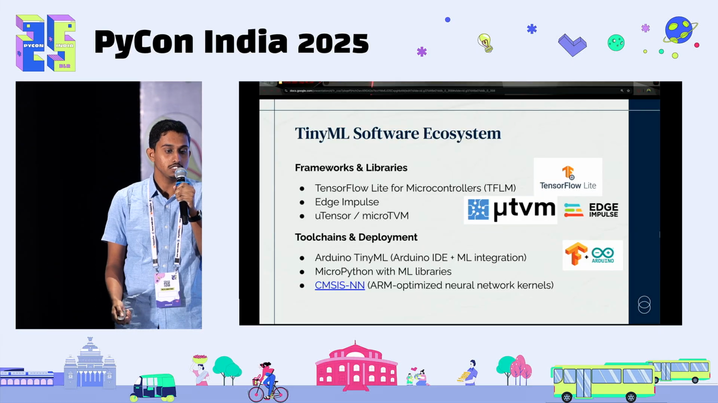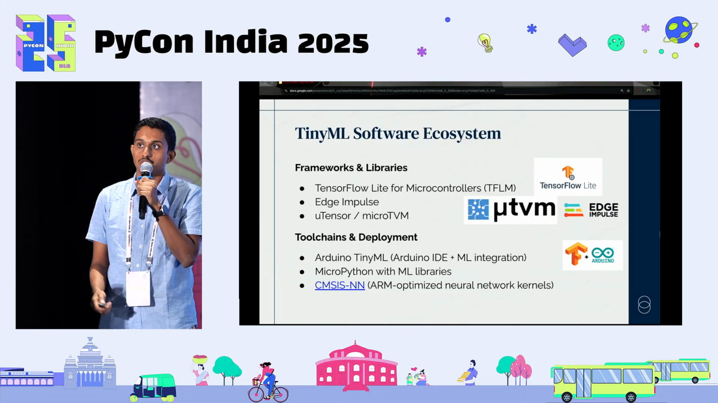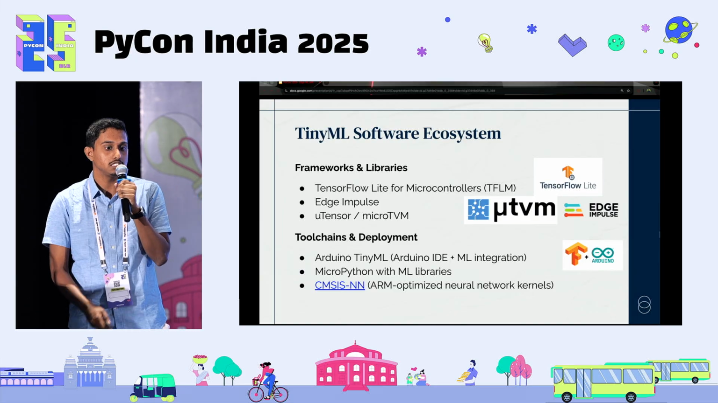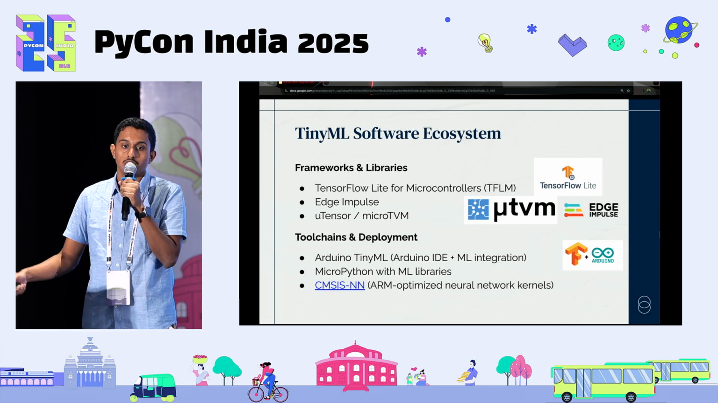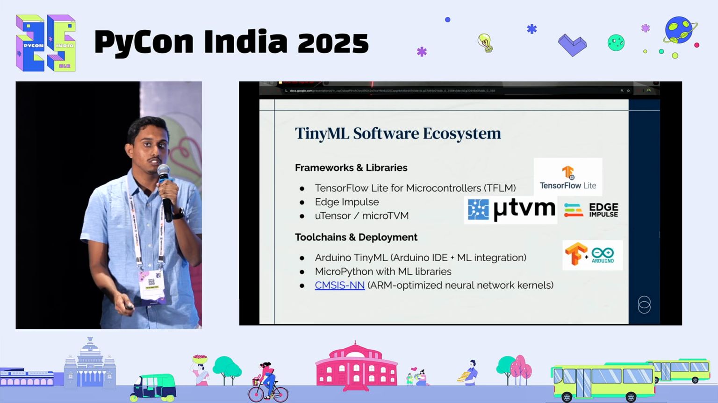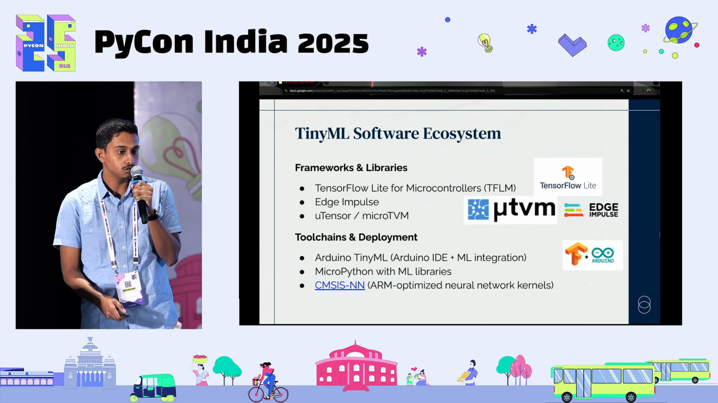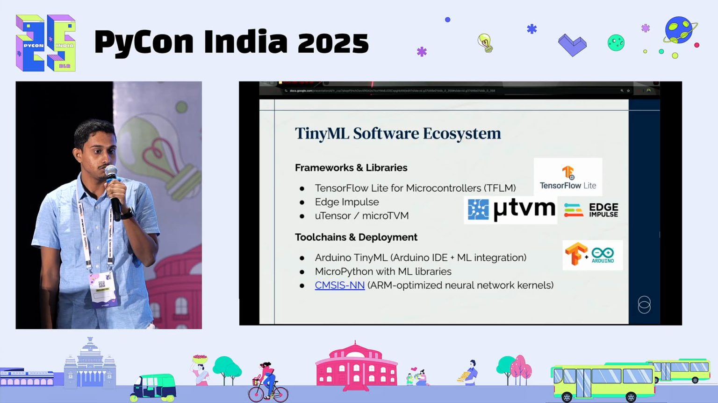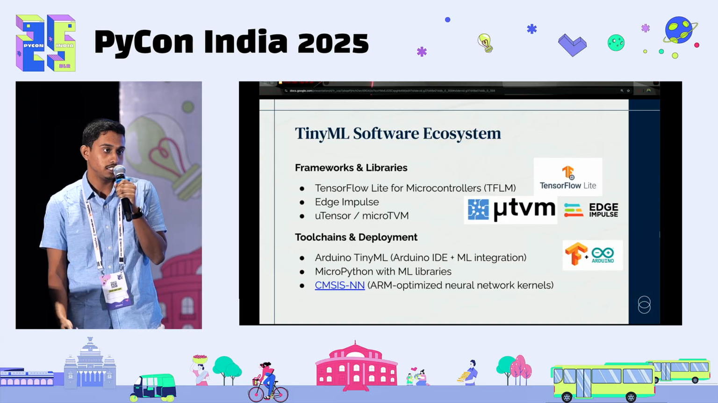Some of the toolchains that you can also use is the Arduino TinyML that uses the Arduino platform and combines TensorFlow Lite with it, such that you can run on the Arduino devices. You have MicroPython that we'll be discussing with the ML libraries. And there's CMSIS neural networks that's optimized for ARM processors, that's the STM32.